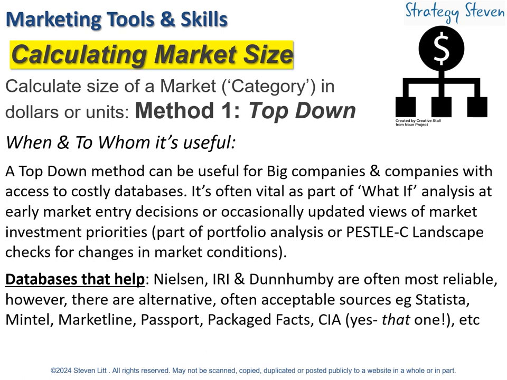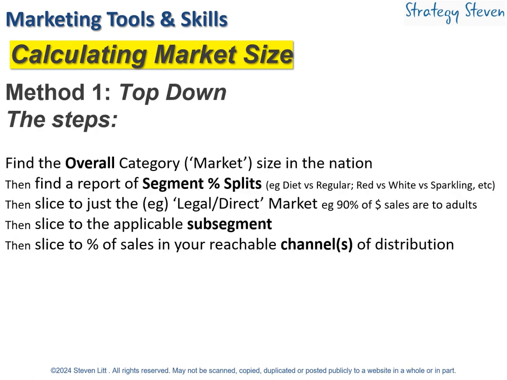In terms of the top-down method of calculating, this is usually used by bigger companies and companies that have access to costly databases, Nielsen, and others like Dunnhumby, IRI, etc. To calculate market size using the top-down method, you take the biggest market and then slice it up. In other words, take the overall category, multiply by the percent that's playing in your segment, multiply that by the percent that are legal to reach, and the sub-segment, and your reachable channel. You'll end up with a slice of a slice of a slice of a slice.